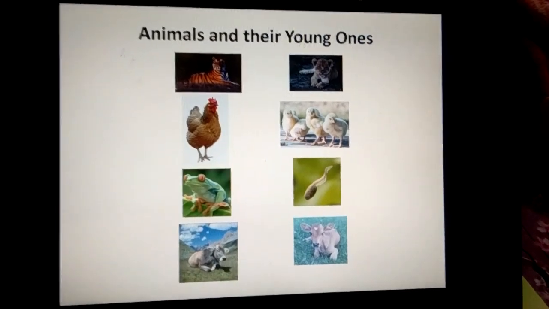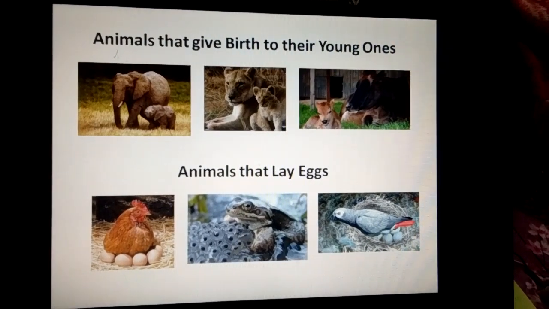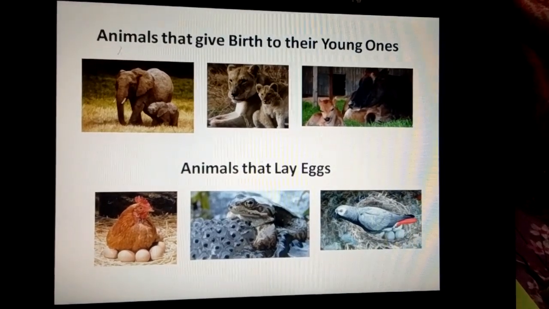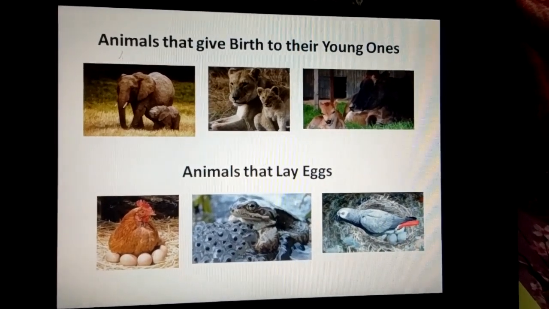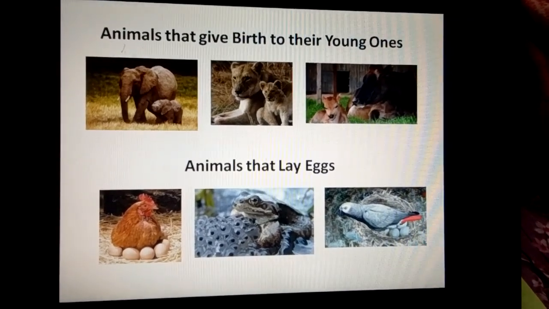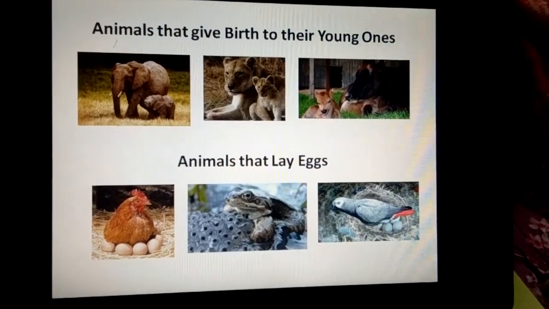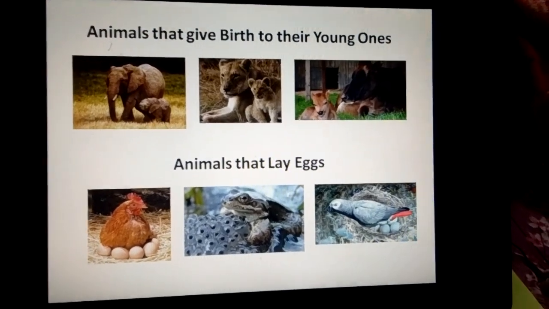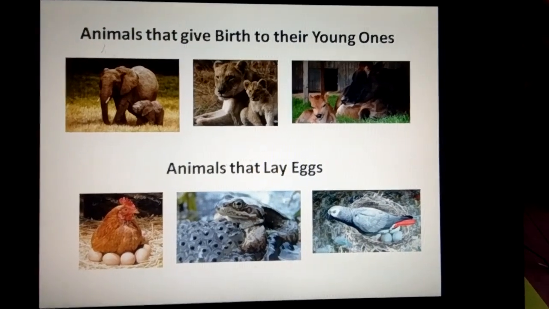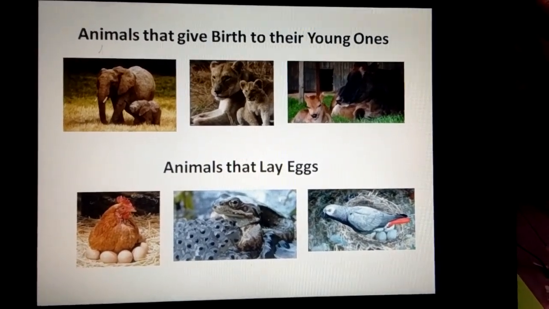Now I will show you two more pictures. The first is of animals that give birth to young ones, and the second picture is of animals that lay eggs. Well, yes, all living beings grow and multiply. There are some animals and humans that give birth to their babies or young ones, while there are some animals that lay eggs to reproduce.